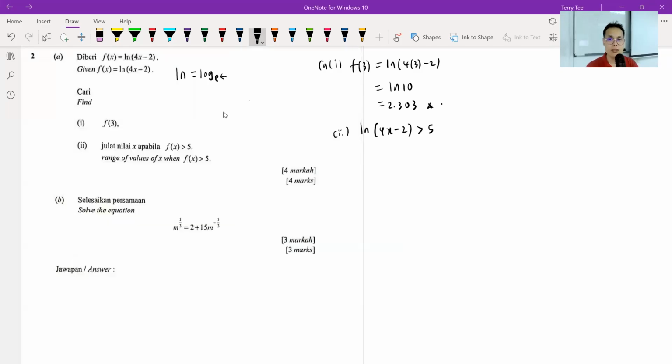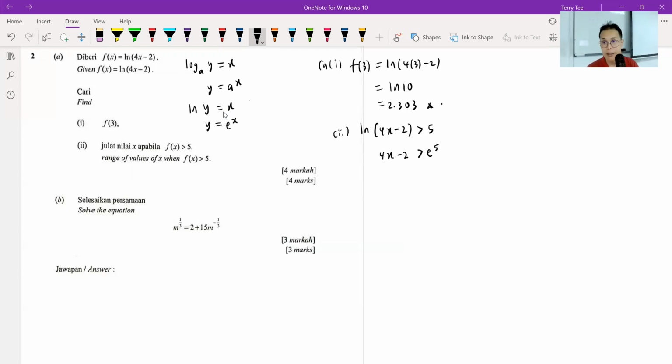Okay, so here's the thing. We need to change from logarithm form to index form. So normally we say log base a of y equals x, y will be a to the power x. But this is ln. Let's say ln y equals x. So we say y is e to the power x, since ln means log base e. So here we write 4x minus 2 more than e to the power 5.